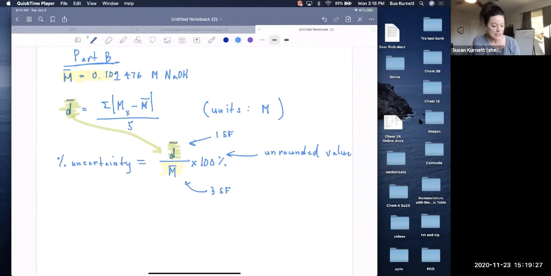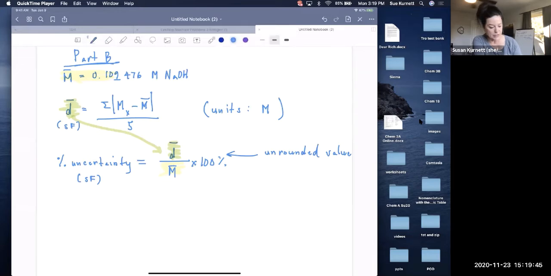So my percent uncertainty sig figs are going to be the same as my average deviation sig figs. And we're probably going to lose sig figs because there's a subtraction step to find a deviation, and we lose on the left when we subtract. Okay, so we're almost there.